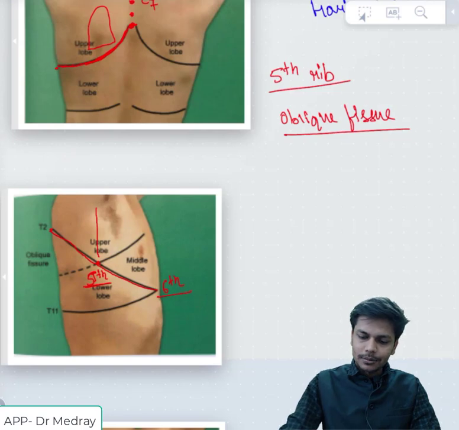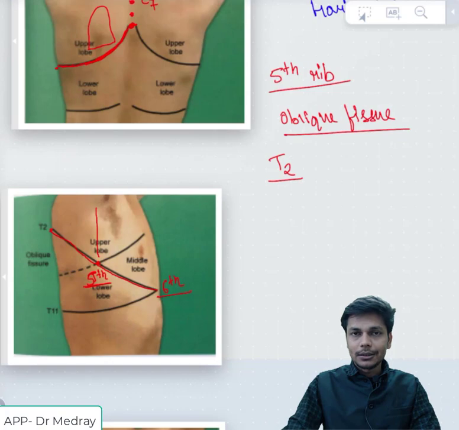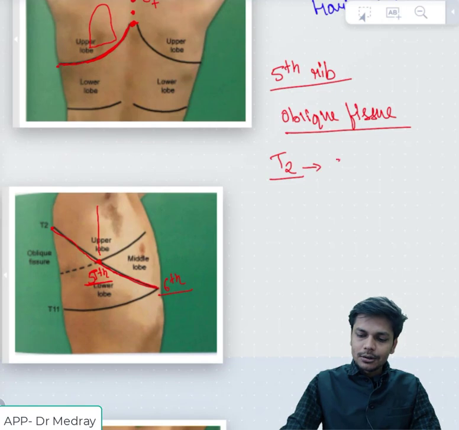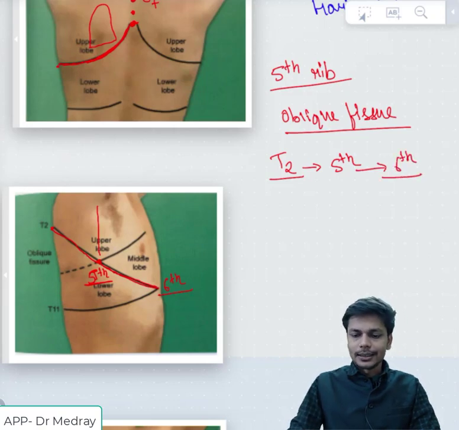So we have started posteriorly from the T2 vertebra. We have drawn a line along the medial aspect of the scapula to reach the mid-axillary line at the fifth rib. Then we have continued this line anteriorly towards the mid-clavicular line at the sixth rib. So this is the oblique fissure of the lung.